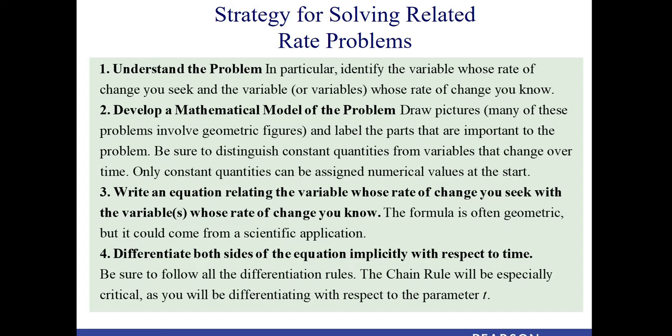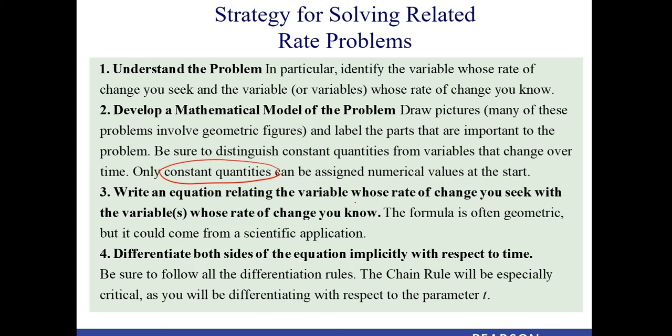1. Understand the problem. In particular, identify the variable whose rate of change you seek and the variable or variables whose rates of change you know. 2. Develop a mathematical model. Sometimes drawing pictures helps, because a lot of times this is a geometric problem. Label the parts that are important to the problem. Be sure to distinguish constant quantities from variables that change over time. Only constant quantities can be assigned numerical values at the start.